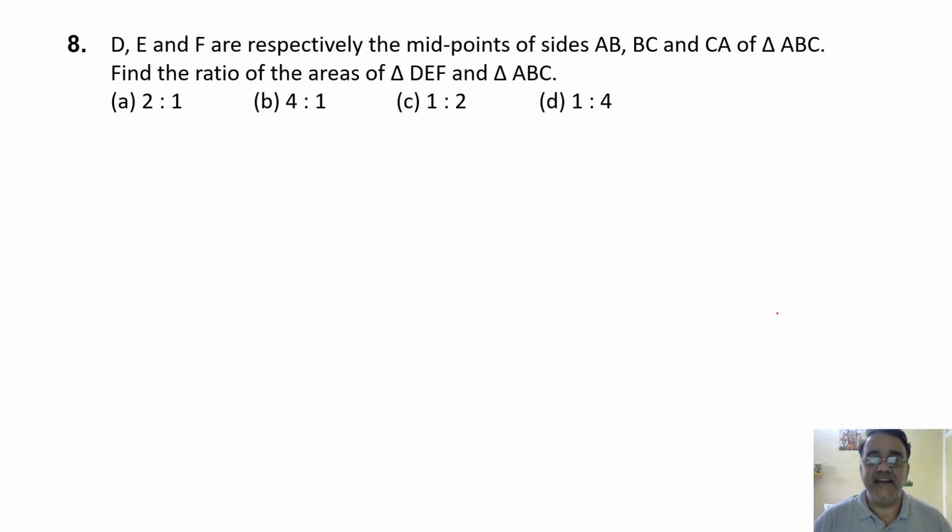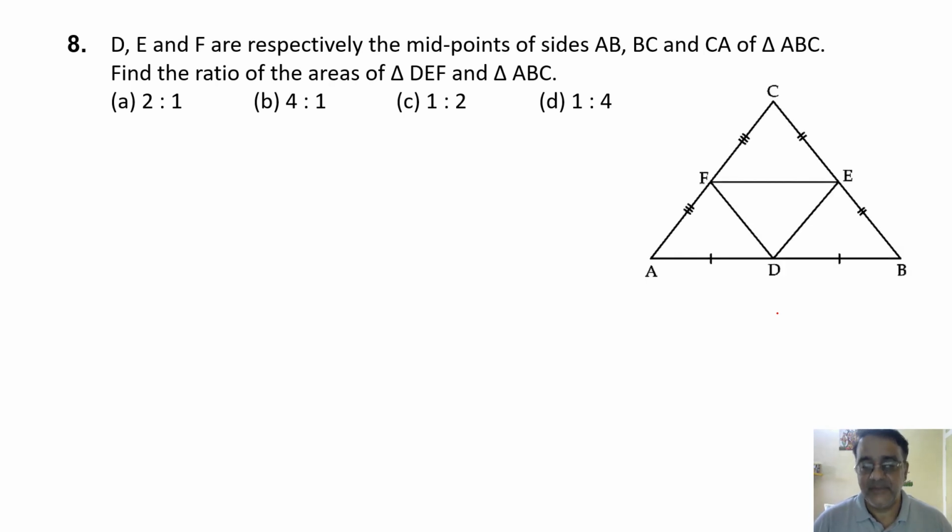D, E and F are respectively the midpoints of sides AB, BC and CA of triangle ABC. Find the ratio of the areas of triangle DEF and triangle ABC. Okay, right. So now in triangle ABC, F is the midpoint of AC and E is the midpoint of BC. Right. So by midpoint theorem, FE is parallel to AB.